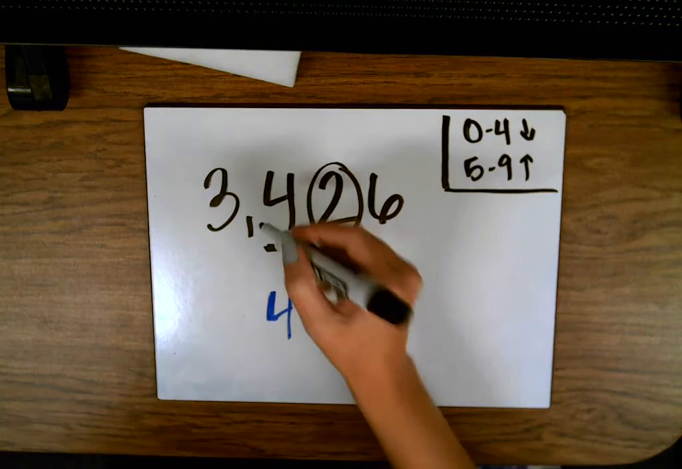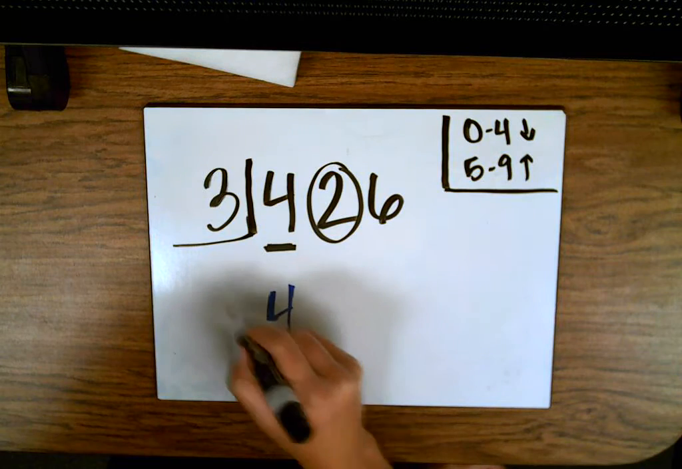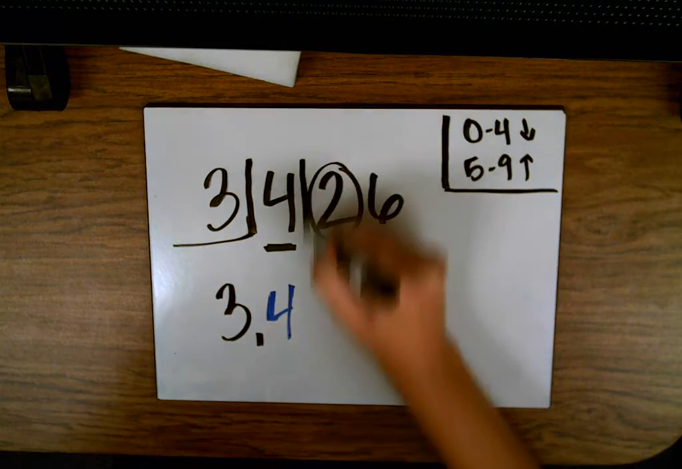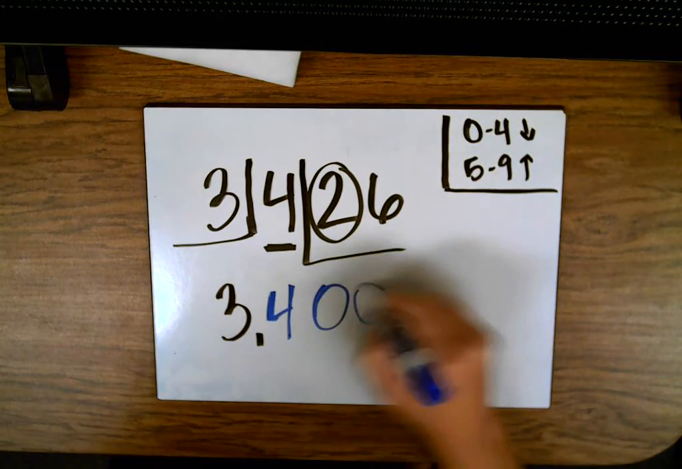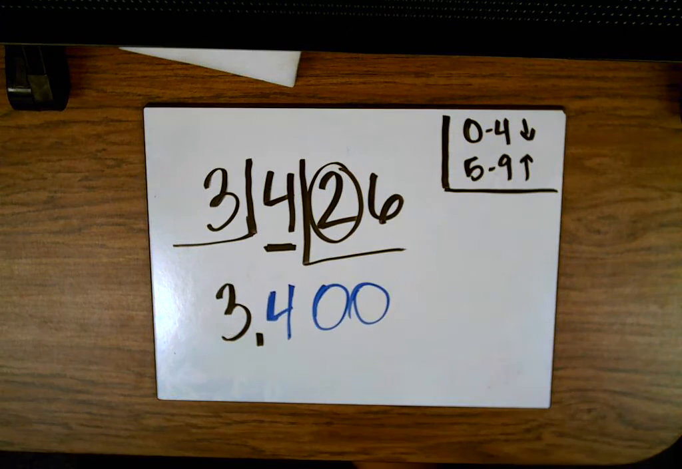Now, numbers to the left stay the same. So this one stays the same. So I'm going to write 3,000. And then all the numbers to the right make a zero train. So the 2 and the 6 turn to zeros. So our new number is 3,400.